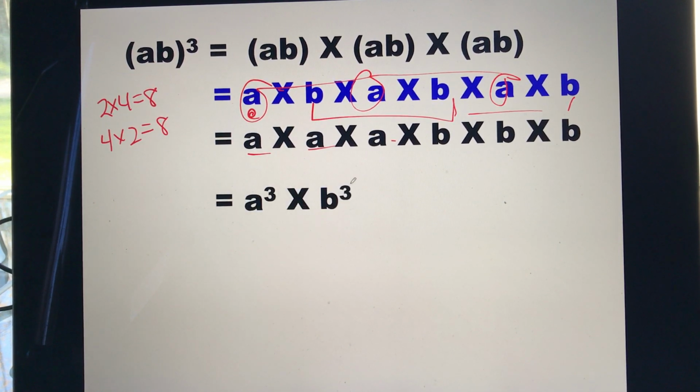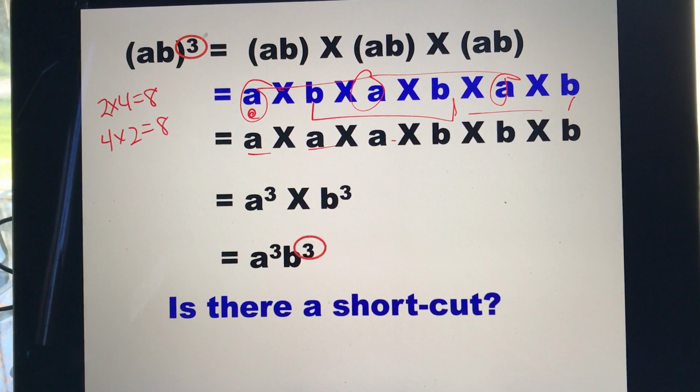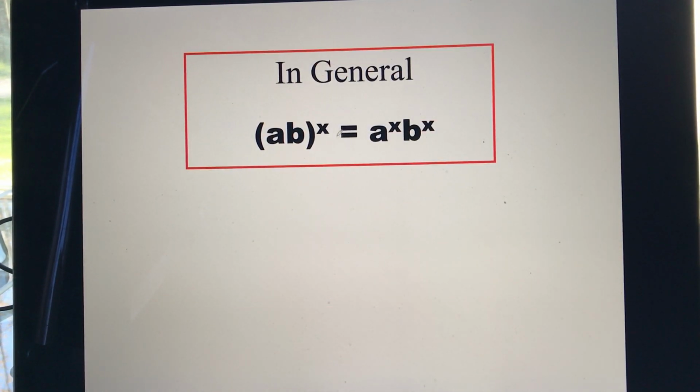So I have the 3 A's and the 3 B's. And again, what's the shortcut? If there's a 3 on the outside, I'm allowed to essentially distribute that. It's almost like the distributive property. I can distribute that exponent onto the A and the B. Again, this is review. You've seen it.